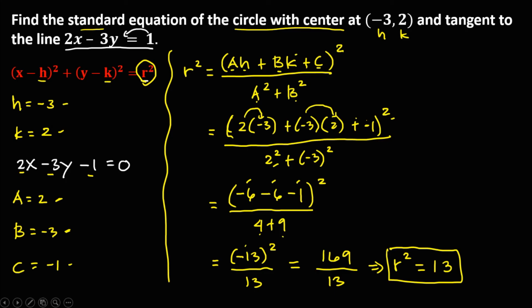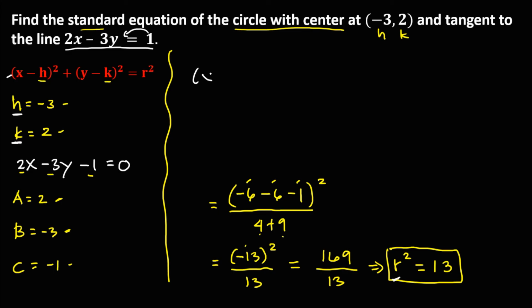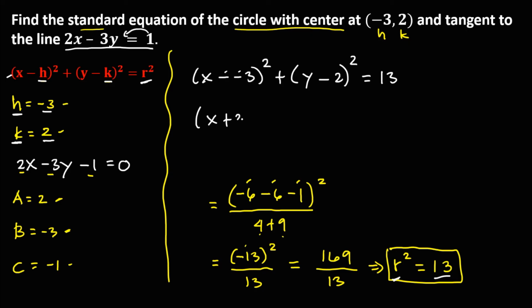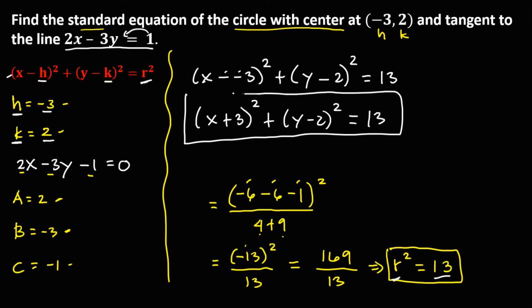So now, since we have all the values for h, k, and r squared, we can write now the standard equation of the circle using this formula. So we have x minus h, and h is negative 3, then quantity to the power 2, plus y minus k, and k is positive 2, to the power 2, equals r squared, and r squared is 13. Then simplify, so we have x, double negative, that's positive, then quantity to the power 2, plus y minus 2 to the power 2, equals 13. So this is now the standard equation of the circle.